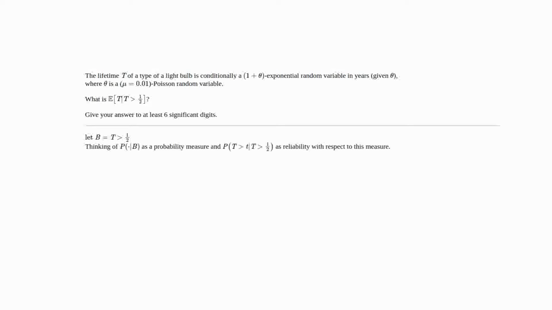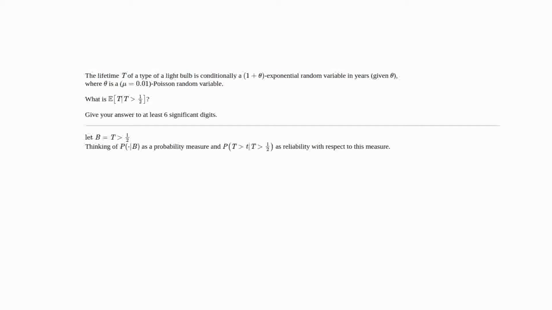And so we think of this conditioning as changing the probability measure. We're really looking at the probability distribution of T given this event B, T is greater than 1/2. This just changes the probability distribution of our random variable T. So first, what we could do is look at a conditional likelihood, which would be the probability that T is greater than little t, given T is greater than 1/2, as little t varies. This is a reliability corresponding to this conditional probability.